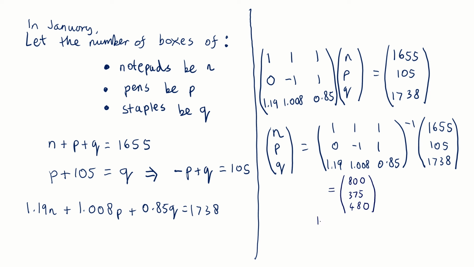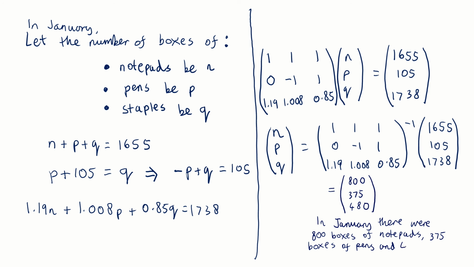So for the sake of this question, I'm going to say in January there were 800 boxes of notepads, 375 boxes of pens, and 480 boxes of staples.